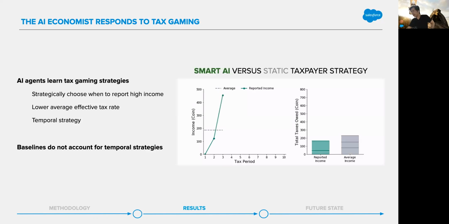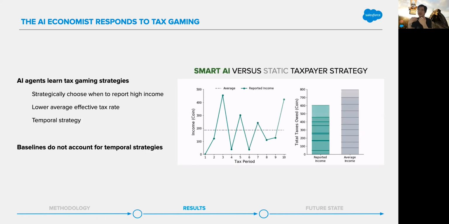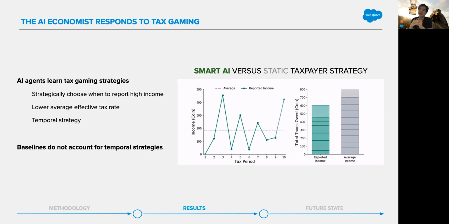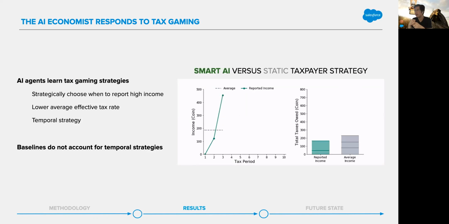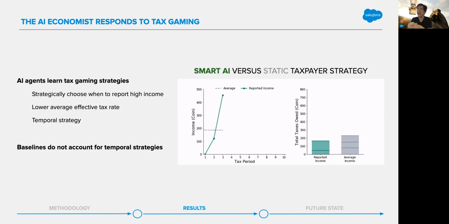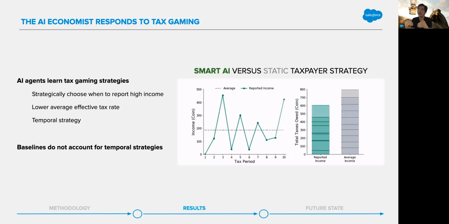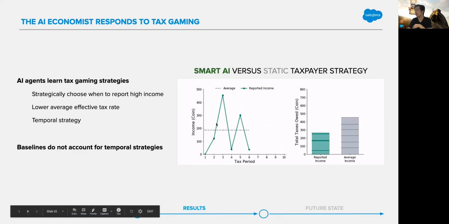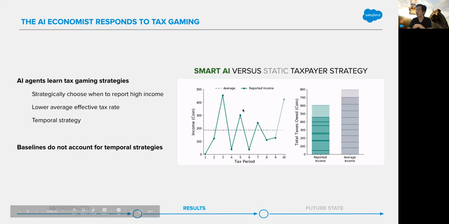Okay. Now, one really interesting feature is that these AI agents are smart, right? They use reinforcement learning to try to optimize their utility function. And in particular, it turns out that they can actually learn all kinds of interesting time-gating strategies. That means that over time, they can strategically choose when to work a lot and when to work less. And overall, they can find out that some of these strategies can actually lead to a lower average effective tax rate.